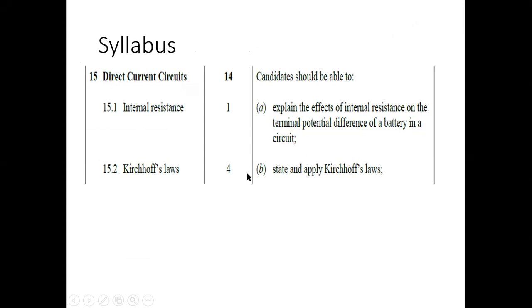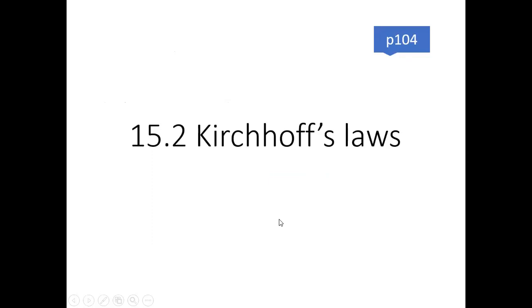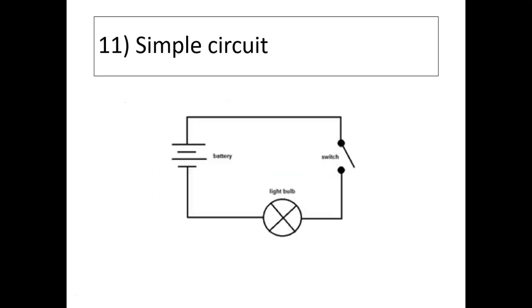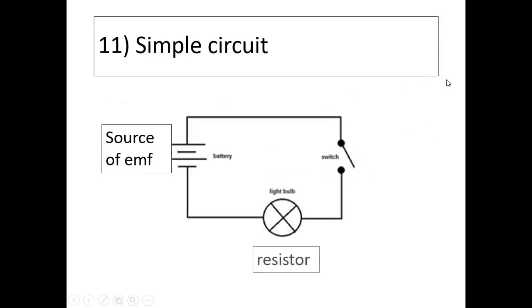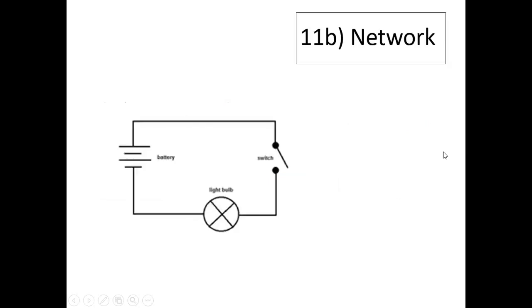Basically, the syllabus wording is very vague: state and apply Kirchhoff's law. Very vague. You need four hours. Okay, page 104 in your book. This is your simple circuit: a battery, a lamp or resistor, plus a switch. A simple circuit must have a source of EMF and a resistor. We are not going to look at simple circuits. We are going to look at more complicated circuits, so we call it a network.